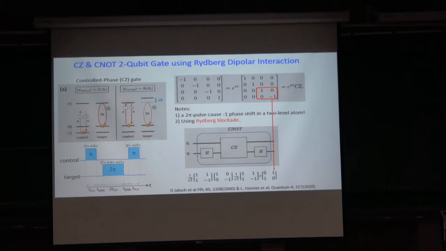This part: applying a Hadamard gate is just a 50-50 beam splitter, or π/2 pulse, and the truth table will become 1, 1, 1, 1 diagonal, 1, 1 off-diagonal. So it's a controlled-NOT gate. So the important point here is actually Rydberg blockade.